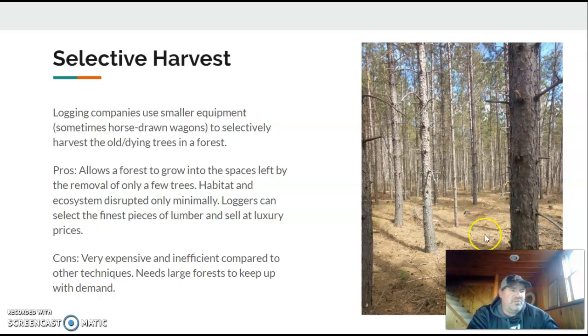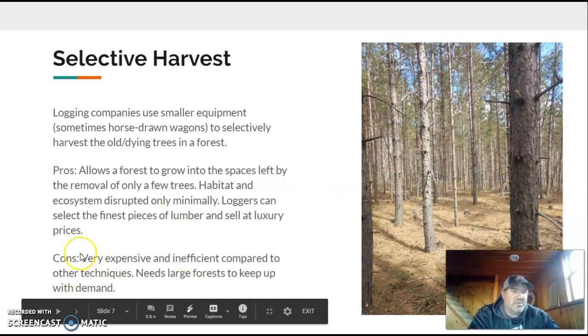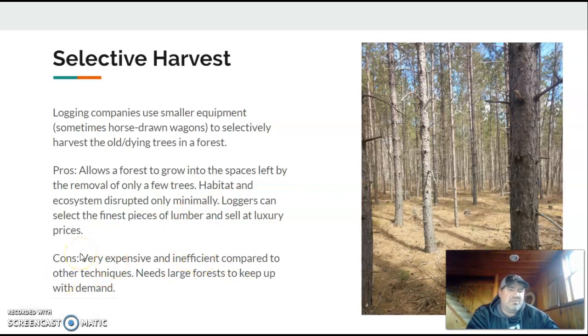If you use machinery, it rips up the soil and creates ruts, and it's really problematic. So they actually use horses for this even still today. So it's time consuming. It's one of the cons. I'll start with the cons. It's really time consuming. It's really, really expensive to do this compared to clear cutting and just buzz cutting everything. You need really, really large forests and mature forests in order to make this work, because you need the ability to pick and choose specific trees and not ruin the forest.